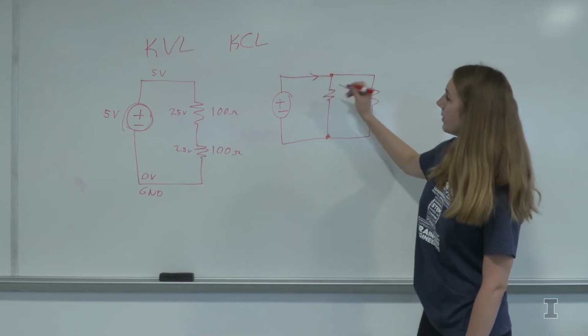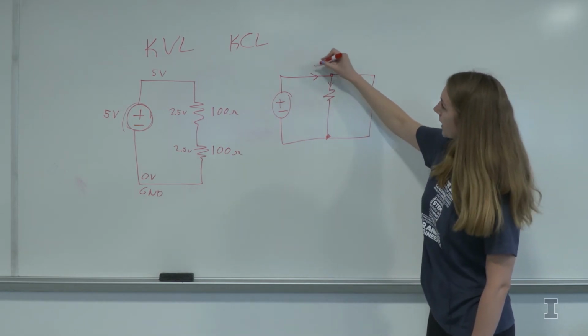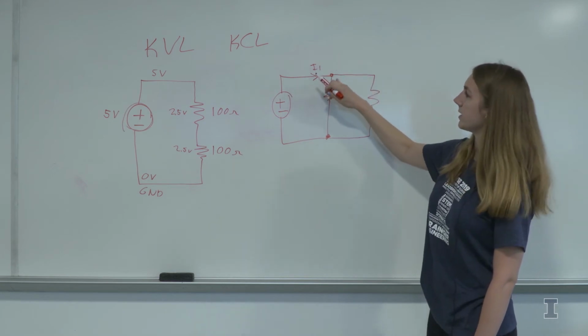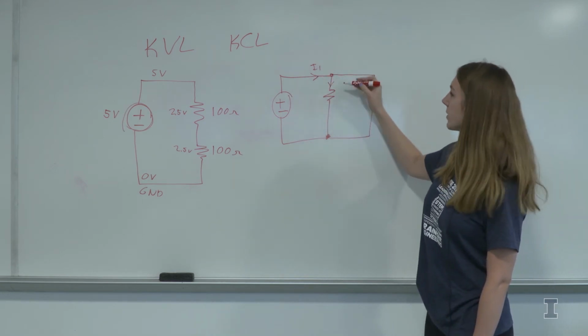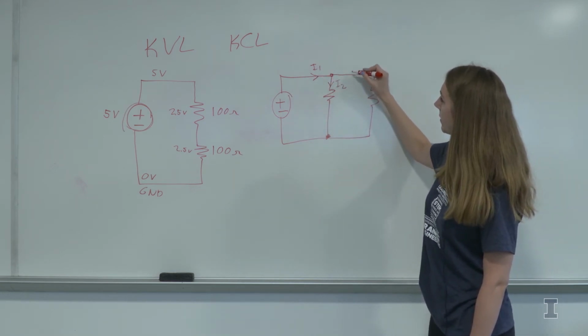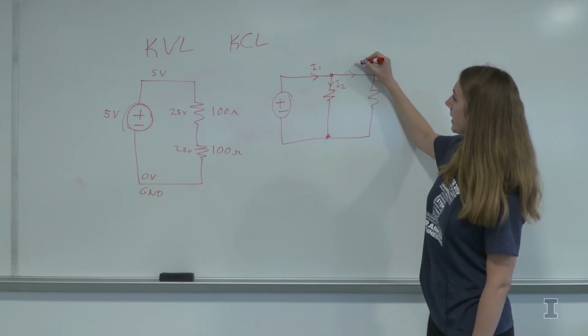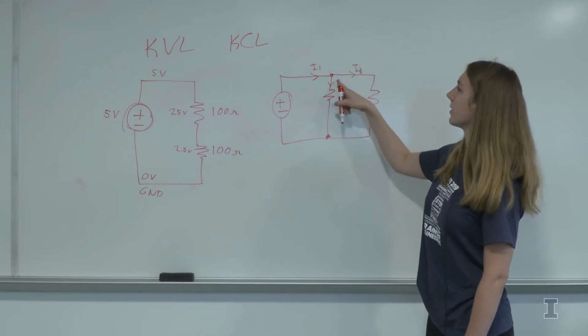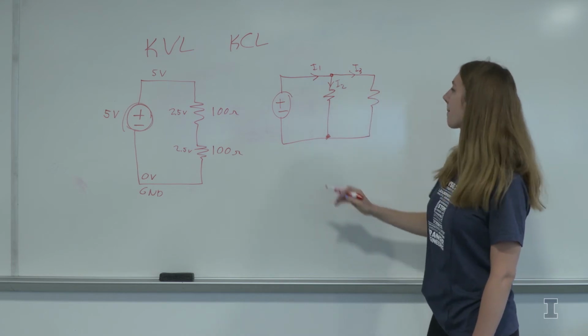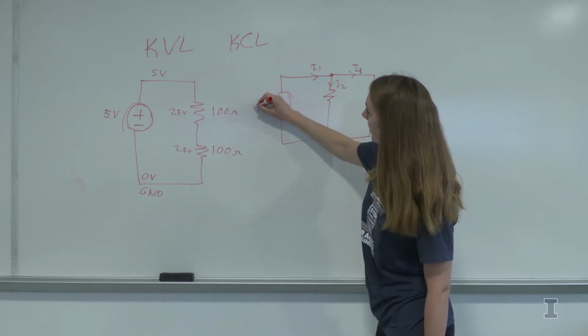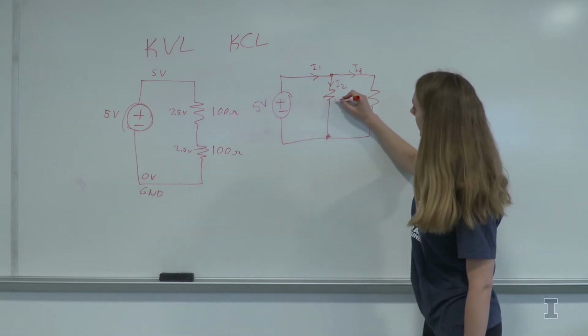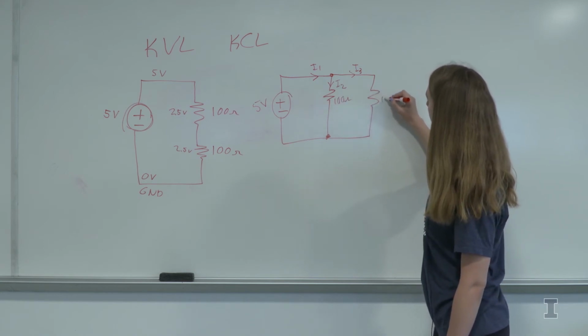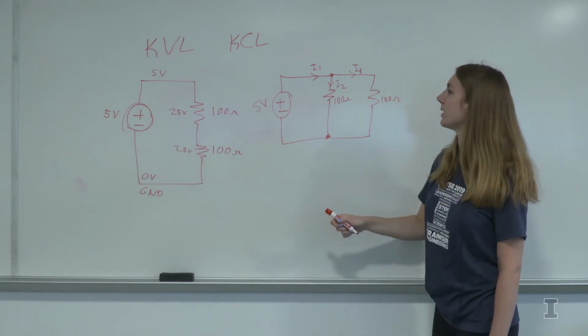So have some current flowing here, let's call that I1, some current flowing down the first branch of your circuit, let's call that I2, and some current flowing through your third branch, which is I3. So again, let's say we have 5 volts here. Let's say we have 100 ohms here and 100 ohms here.